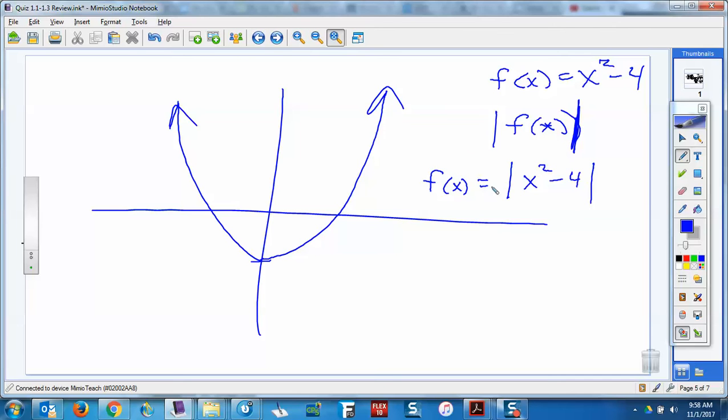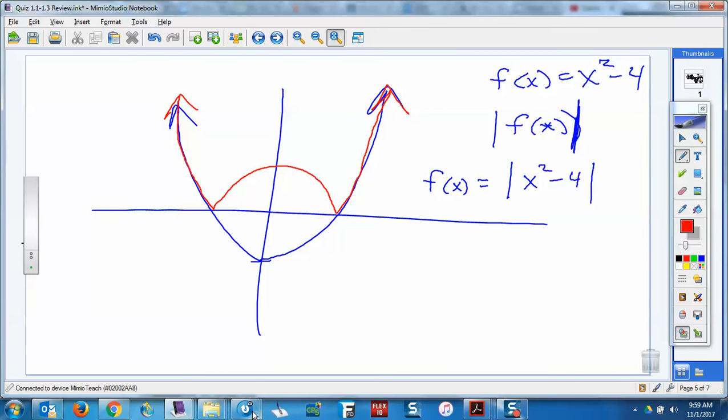Go ahead and graph it. Say that again? Everything below f of x equals 0 is going to be flipped. So if you have negative 4, you're going to have positive 4 instead. So you're telling me that if I graph this, it's going to look like that? Is that what you're saying? Anybody buy that?